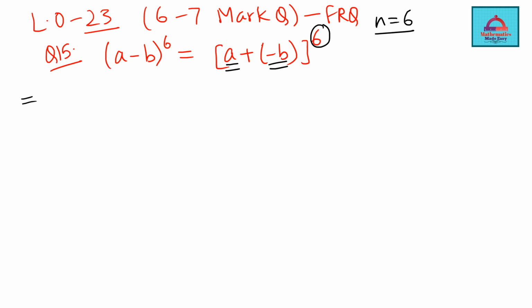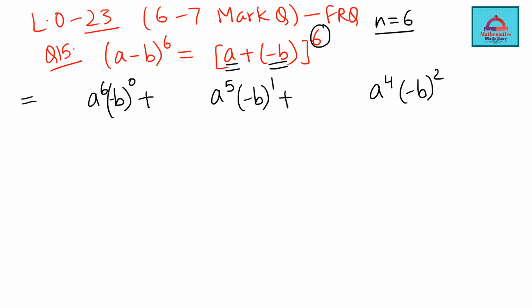So I write the first term, a to the power 6, minus b to the power 0. The next term, the power of a gets reduced, a to the power 5, and minus b's power gets increased to 1. The next term, a becomes power 4, and minus b becomes power 2. Next we have a to the power 3, minus b to the power 3. Make sure that at each step the sum of the powers is always the value of n, which is 6 here. If you are getting something else, it means you have made some mistake.